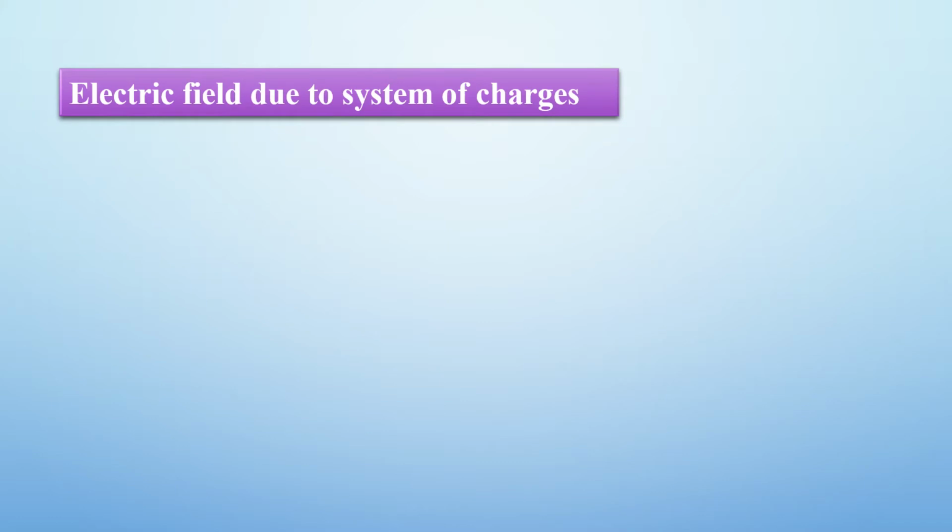So to find electric field due to system of charges, let us consider Q1 a charge and P a point, and the distance between these two as R1P. Let us consider another charge Q2 at a distance of R2P from the point P. So P is the point where the electric field due to the system of these two charges has to be found out.